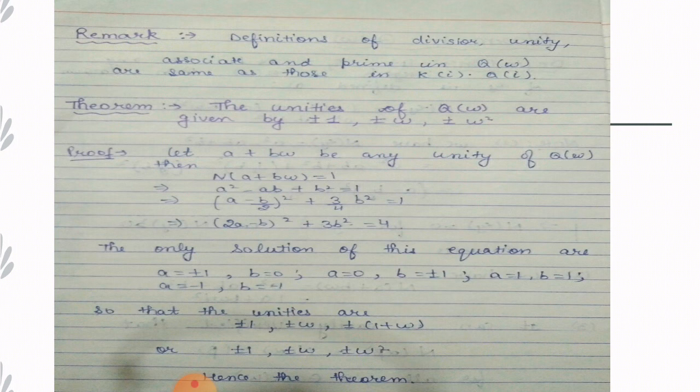So the only solutions of this equation are found by taking values of a and b. If we take a equal to plus minus 1, then we get b equal to 0. If we take a equal to 0, we get b equal to plus minus 1. a equal to 1, b equal to 1, and a equal to minus 1, b equal to minus 1. So the unities are plus minus 1, plus minus omega, plus minus 1 plus omega, or we can say 1, plus minus omega, plus minus omega square. So that's the proof of the theorem.